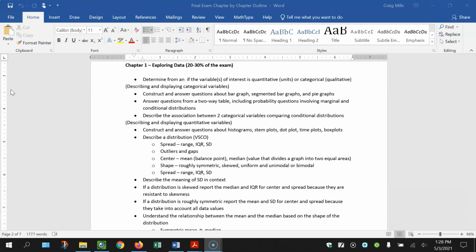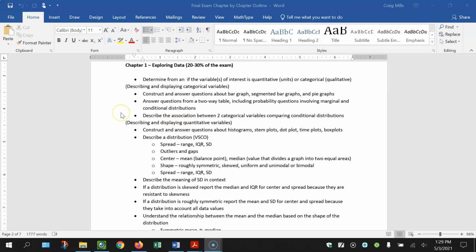Two-way tables and probability questions involving marginal and conditional distributions. Marginal involves the totals. Conditional distributions are just conditional probabilities, probability of A given B. You might be asked to describe the association with a segmented bar graph or a side-by-side bar graph. Are these two categorical variables, like eye color and gender, related?